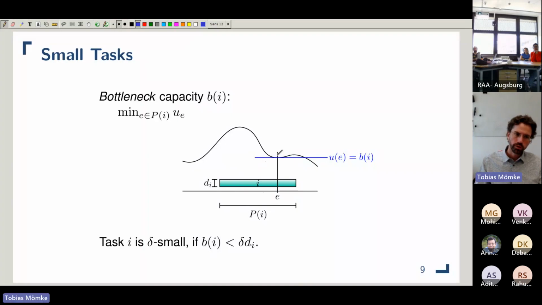And now we look first at small tasks. So now we assume that the bottleneck capacity is large. I think this might be the wrong way around. So, we look at small tasks. So the demand should be smaller or equal to delta times B of I.